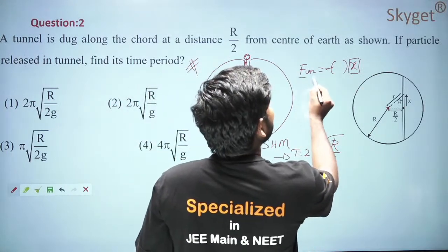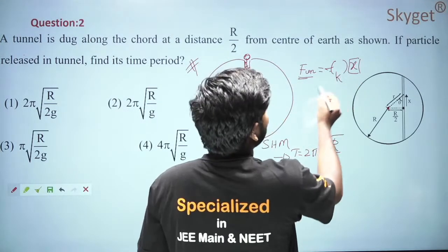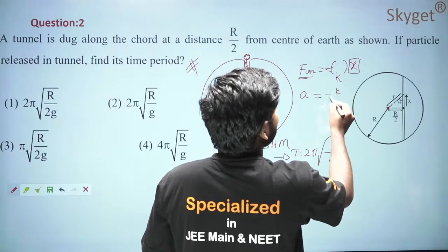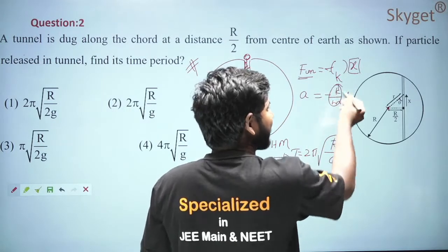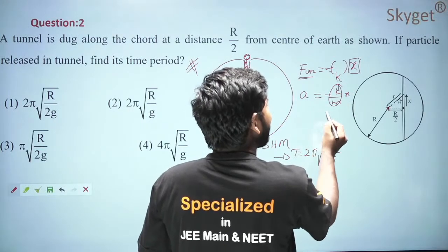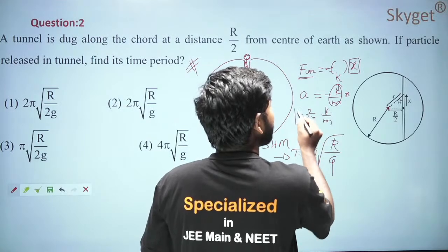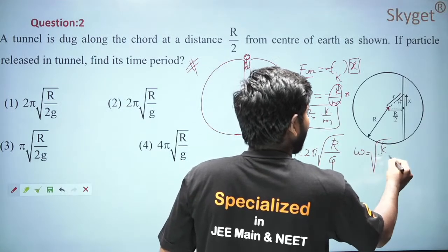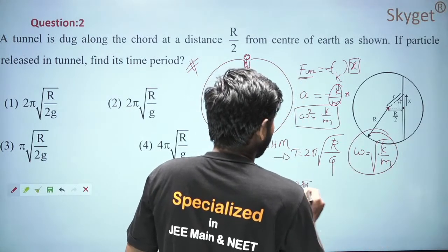X is the displacement from the mean position, the equilibrium position. So that unbalanced force is equal to something into x; this something we will name k. Then we write a is equal to minus k by m into x. This constant can be equated to omega square, which is k by m: acceleration is equal to minus omega square x, and omega is equal to root k by m. Then time period is equal to 2 pi by omega.